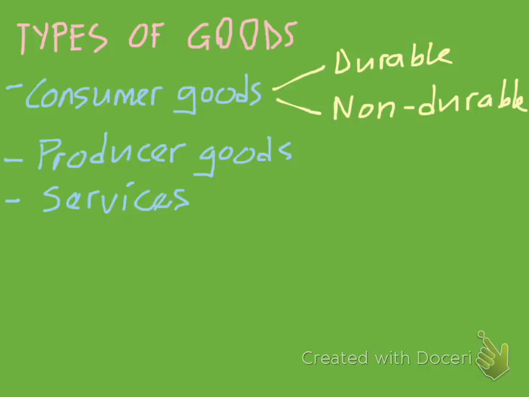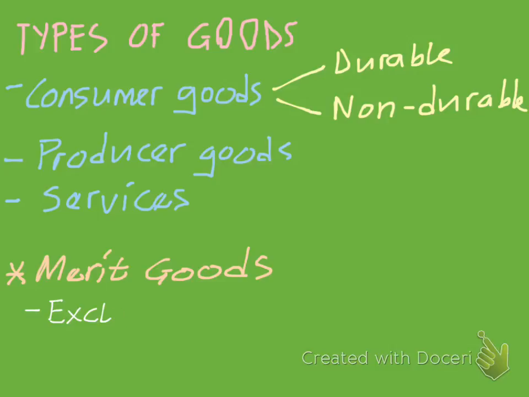Also, other goods include merit goods. Merit goods are goods which the society knows to have greater benefits for individuals than the individuals themselves realize. These are goods which have greater social benefits than private benefits, and they have the following characteristics. They are excludable, that is, someone who does not pay can be excluded from the consumption of merit goods.